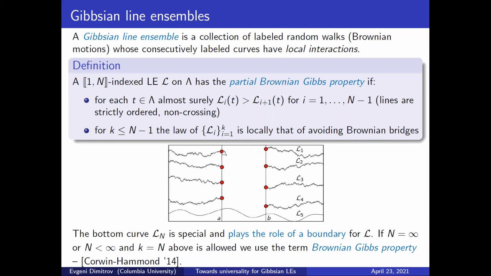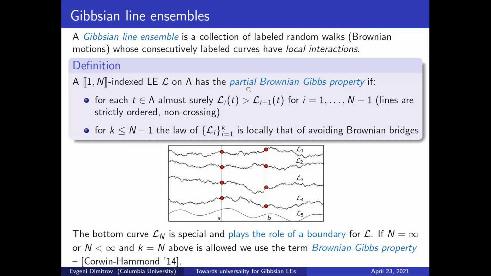So you basically sample independent Brownian bridges that interpolate between the red dots, that are independent but conditioned on avoiding each other and also avoiding the k plus first curve. And in this way, you obtain a new line ensemble. The essence of the partial Brownian Gibbs property is that the new ensemble has the same law as the old one. So it's invariant with respect to this resampling.